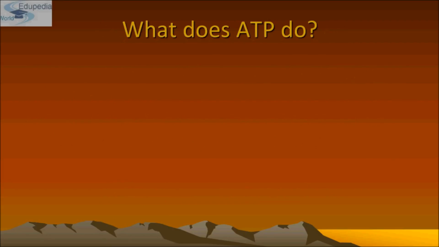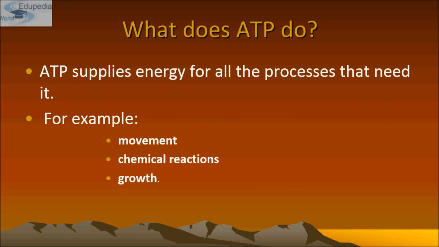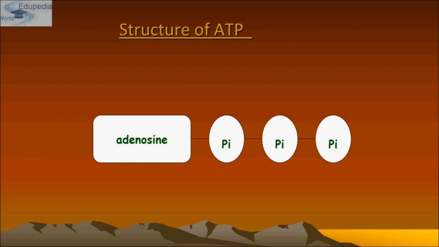What does ATP do now? ATP supplies energy for the processes that need it. For example, as we move, as we grow, all these processes require energy. So ATP is the main source of energy supply. Now what's the structure of ATP? Adenosine triphosphate means three inorganic phosphates. PI means inorganic phosphate.